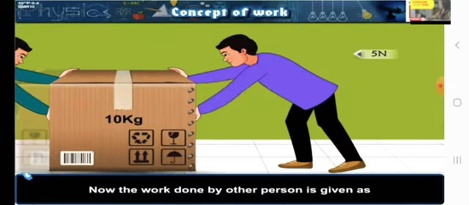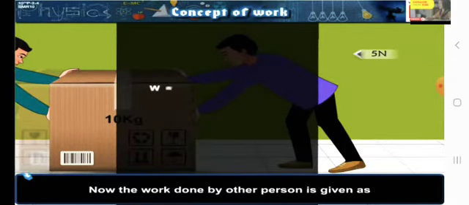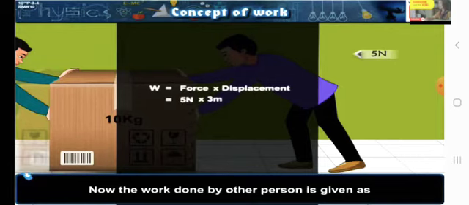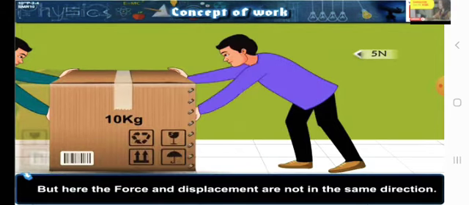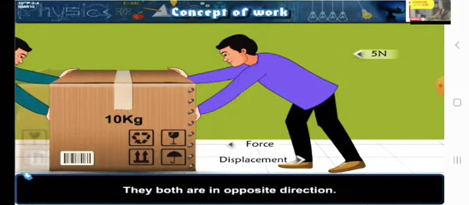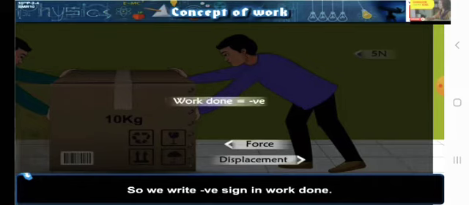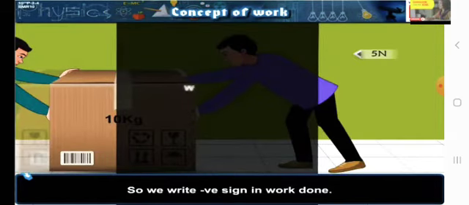Now the work done by other person is given as W is equal to force into displacement. Substituting the values, work is equal to 5 Newton into 3 meters, which equals 15 Newton meter. But here, the force and displacement are not in the same direction. They both are in the opposite direction. So, we write negative sign in work done. Therefore, W is equal to minus 5 Newton into 3 meters, which equals minus 15 Newton meter.